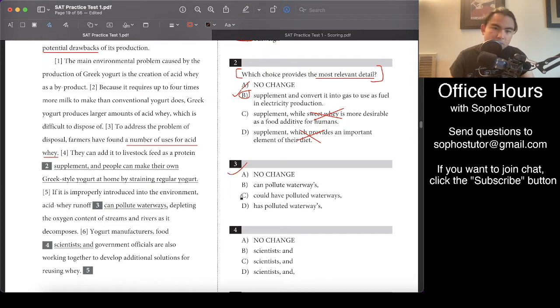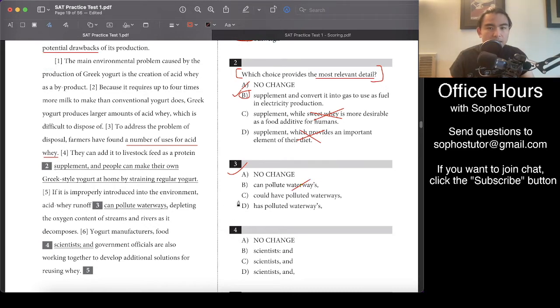Okay. If I look at B, I want to know how is it different from A. Well, what's different is that we have an apostrophe S. And I know apostrophe S turns this noun, right, waterways is a noun, into a possessive adjective. But there's nothing that that adjective is modifying, so this is definitely wrong.